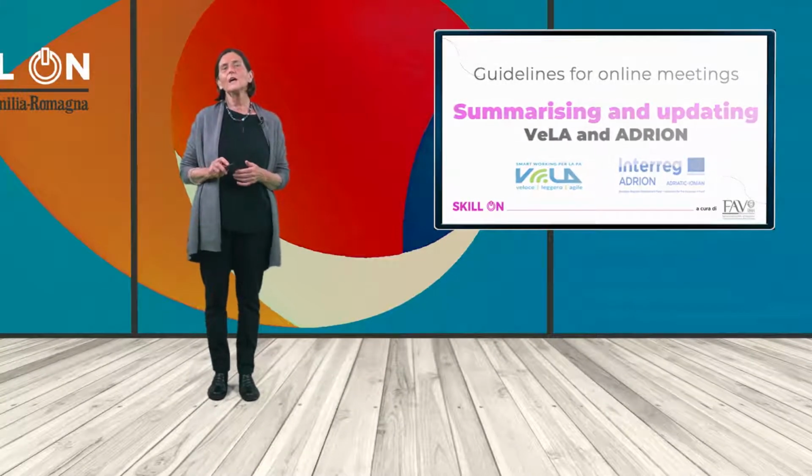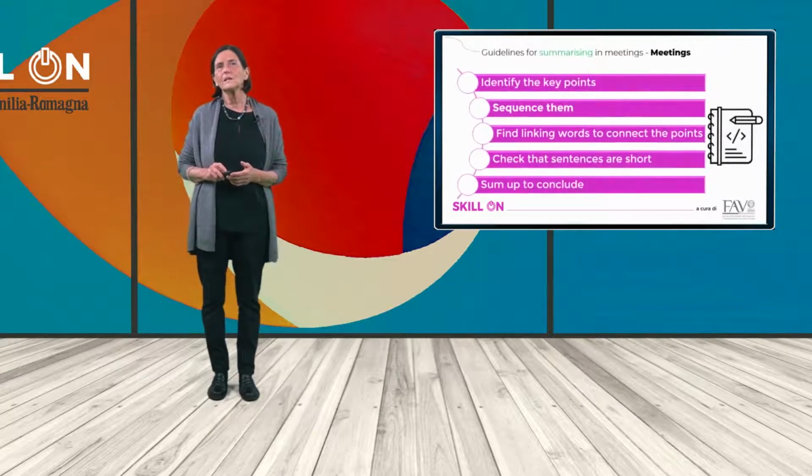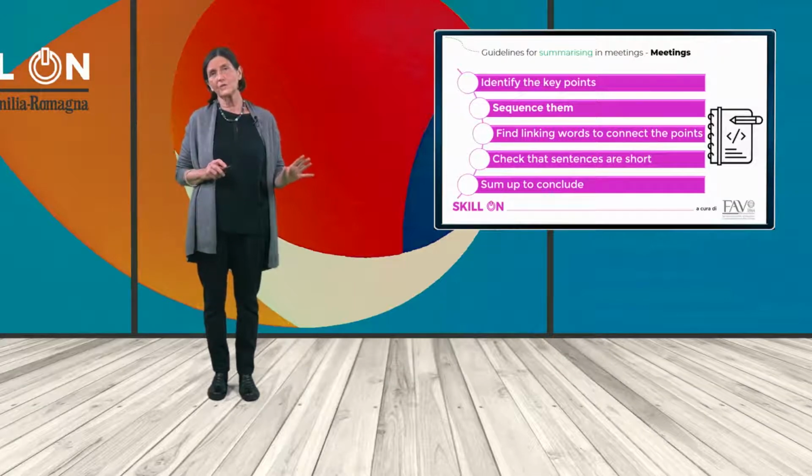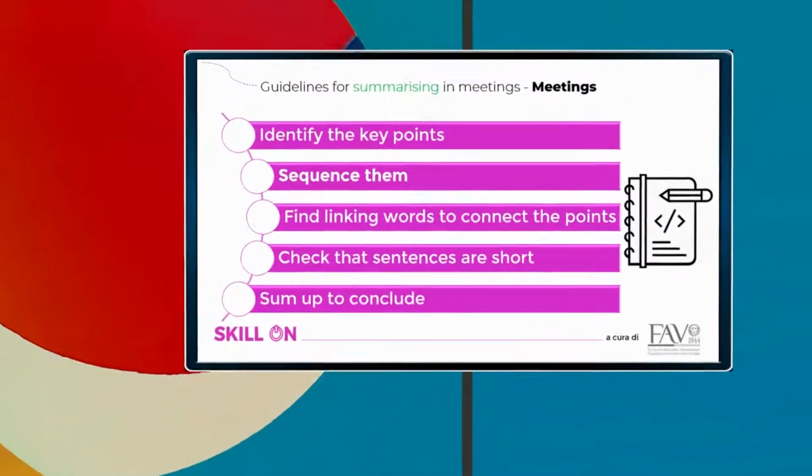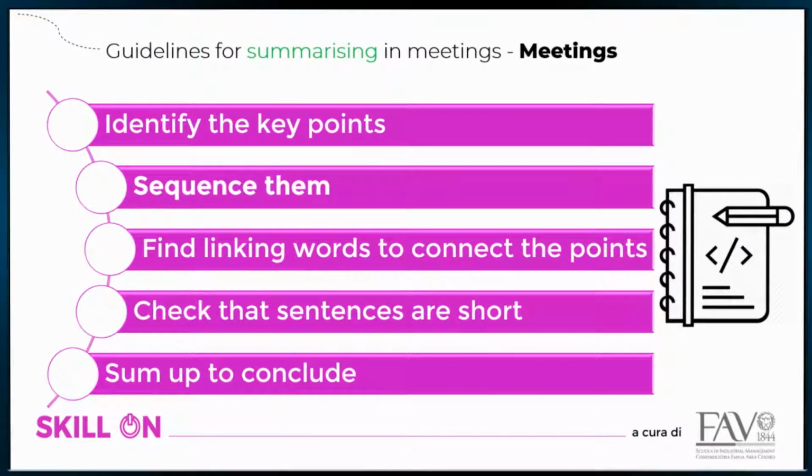So let's have a look at some guidelines for summarising. So as I said, identifying the key points, not translating from Italian, but even if your English is basic, it's a good exercise. So identify the key points, put them into order, sequence them, then find or select linking words to connect the points, check that the sentences are not too long, that they're as short as possible, and sum up to conclude.